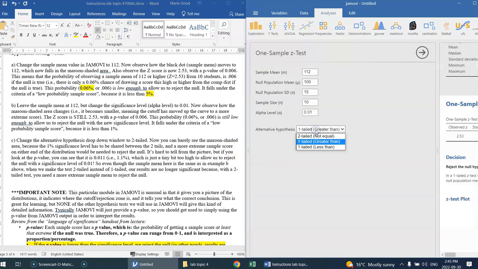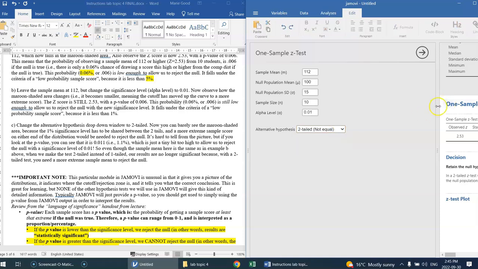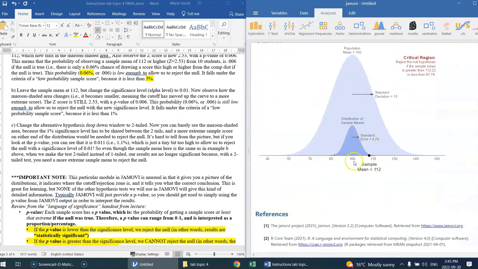All right, one last thing here. Now we're going to change the alternative hypothesis drop-down window to two-tailed. Okay, so we're going to change this to two-tailed. And let's see what happens. We're mostly going to be looking at what happens to the maroon shaded areas, the rejection zones. You can barely see it now, right? It's just this tiny little area in here.